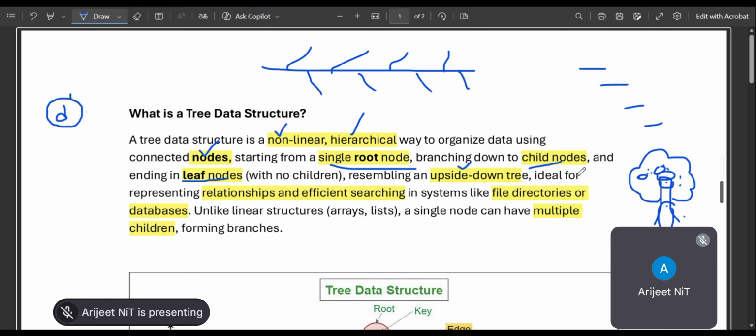Okay? So, what are the uses of a tree data structure? Tree data structures are ideal for representing relationships and efficient searching in systems like file directories and databases. And unlike linear structures, which have a one-to-one relationship, a single node within a tree data structure can have a one-to-many relationship. And depending on that, a tree data structure can be categorized into two parts, that is binary tree data structure and non-binary tree data structure.